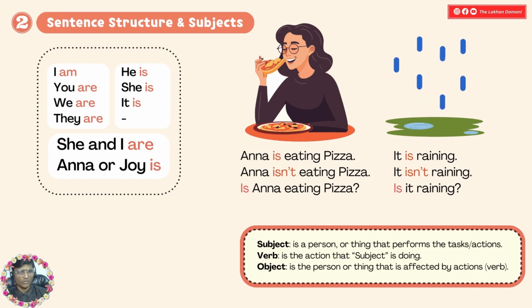Subject is a person or thing that is performing the task. For example, Anna is the subject because she's performing the task. Task is eating. The verb is something that the subject is doing, that will be eating, right? So pizza will be the object now. Now I think you're clear with this. Pizza is the object and the verb is of course eating. And here the subject is she or Anna, one of them. Here, you can understand it in the same context and with the same meaning as I taught you.